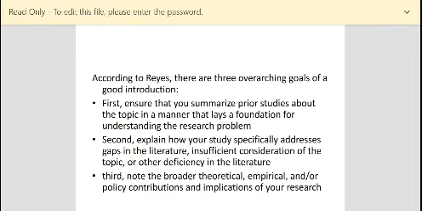And what are these? First, ensure that you summarize prior studies about the topic in a manner that lays a foundation for understanding the research problem. We discussed this point several times into session 8. And when we pass through session 8 and coming, you get the concept of what actually I'm saying now.